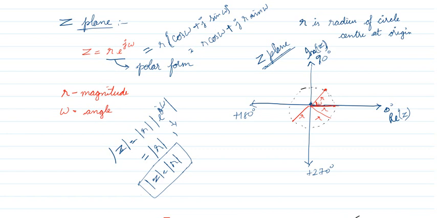Okay, this is about the z plane. So z plane is nothing but we have the magnitude and angle. While taking the magnitude, we are interested only in the r. We are not worried about the omega, because omega can take any values, but r is a circle. That's why I said r is the radius of a circle centered at origin.